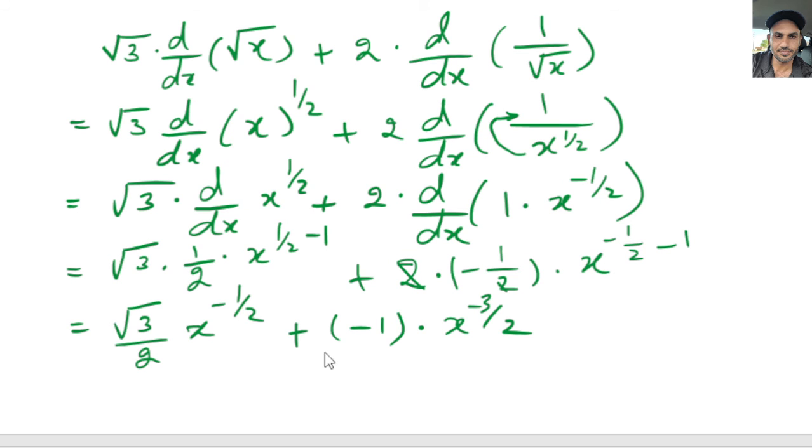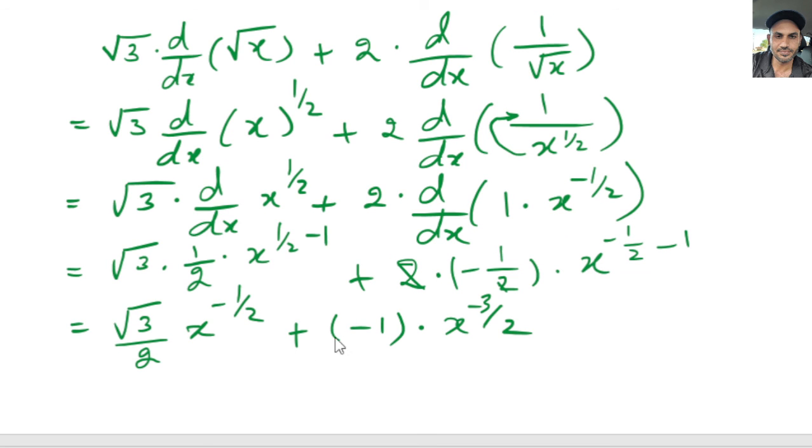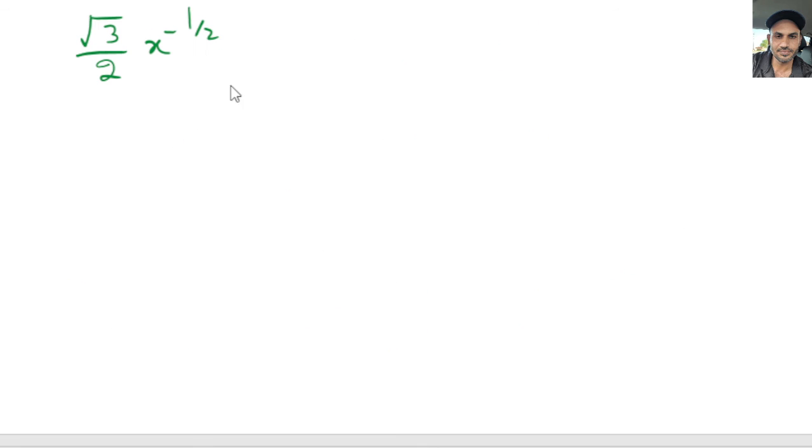Okay, so we have this thing. I'm going to have to add a new slide, as we don't have enough space there. So we have square root of 3 over 2 x to the negative 1/2, and then there's a 1 right here times negative 1, which is just negative 1, so it's negative 1 times x to the negative 3/2. I'm going to change the exponents into positive exponents by bringing the terms into the denominator.